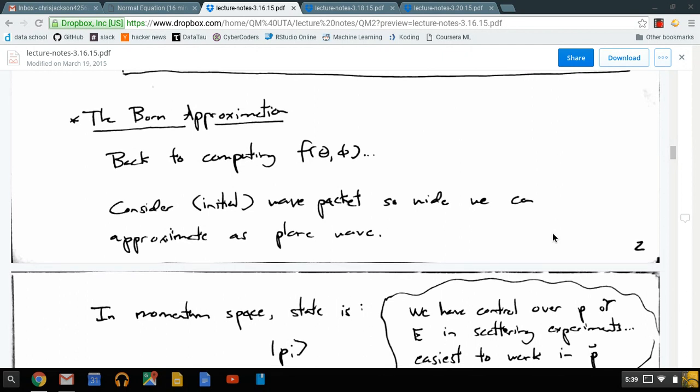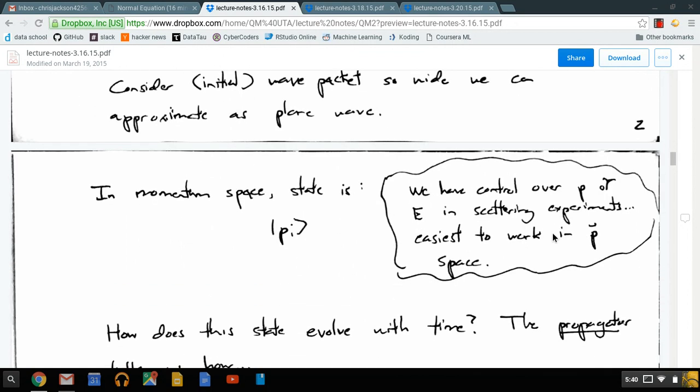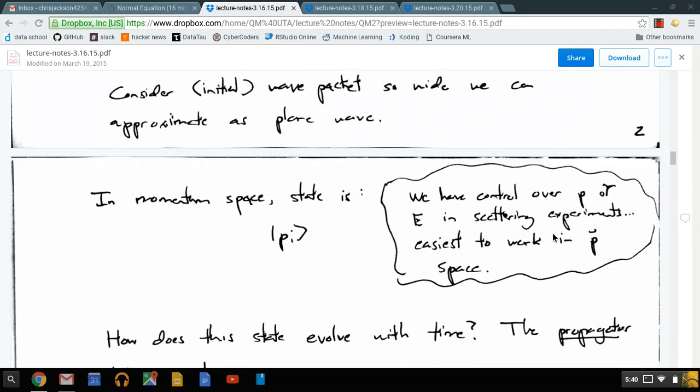Okay, so last time we had started to talk about how do we compute this scattering amplitude, this function f of theta and phi. And so what we did was we began by stating that we're going to consider a wave packet that's wide compared to the range of our potential, and so we can basically approximate this incoming wave packet as a plane wave.